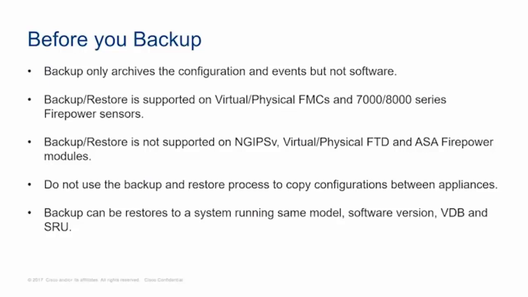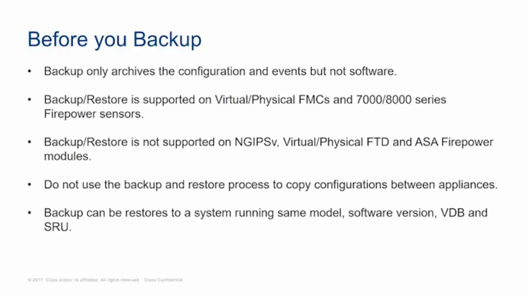What we mean by this is, for example, if you're running a version like 6.2.0.2, and we take a backup of it, it's only going to archive the configuration and the events from that particular software. It's not going to back up the software itself. So in case we need to replace the device, we need to restore the system first to the respective version where the backup was taken, say 6.2.0.2, on the right VDB and SRU, and then we'll have to restore the information.